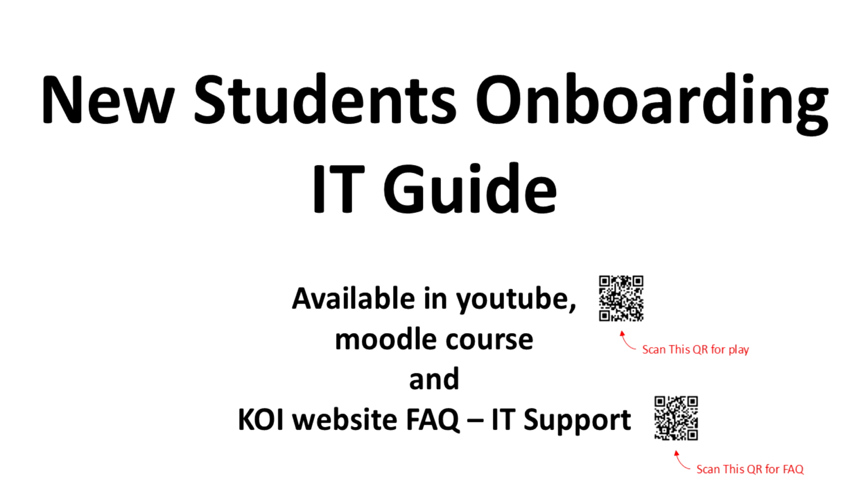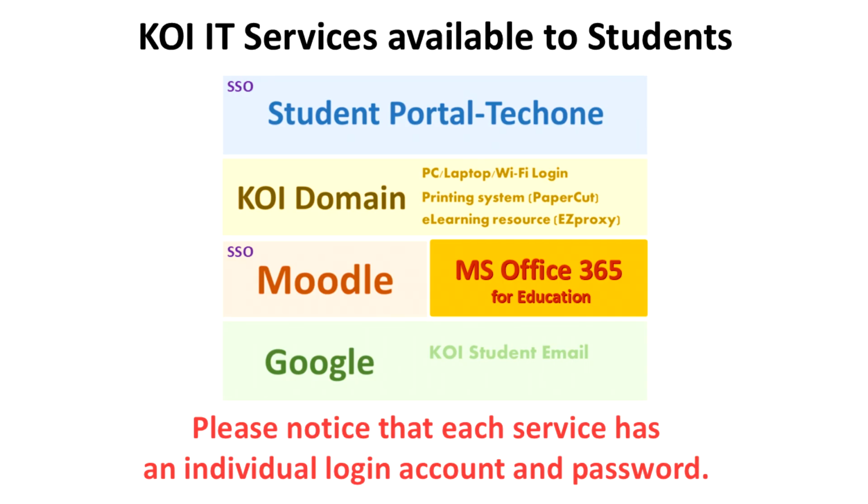This will take you through some of the IT services available to students at KOI. So as a student here, you'll be given access to a number of different IT systems. Of these systems, we have the Student Portal, Tech 1, the KOI domain, which covers the on-campus computers, the Wi-Fi, printing systems, and the e-learning Easy Proxy login. We also have Moodle, our e-learning platform, Microsoft Office, and your student email through Google.